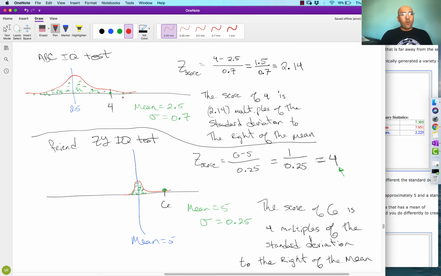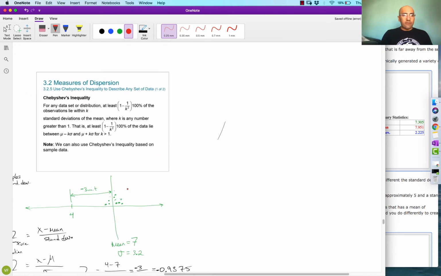But it's not quite as dramatically great as that one. And you wonder, well, what if it's not bell-shaped? That's okay. Remember, Chebyshev tells us that for any data set or distribution, at least this amount of the observations will be within k values. So what this formula tells us is the bigger the k value, the more information that lies within it.